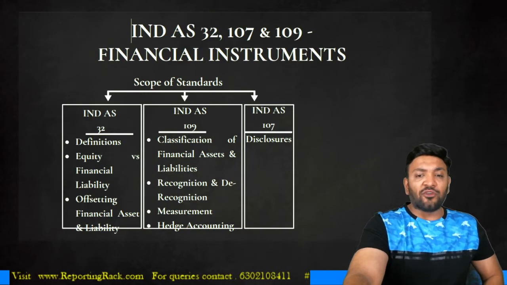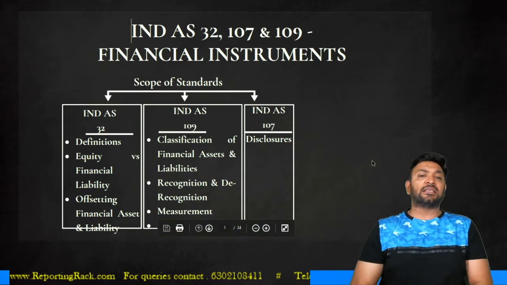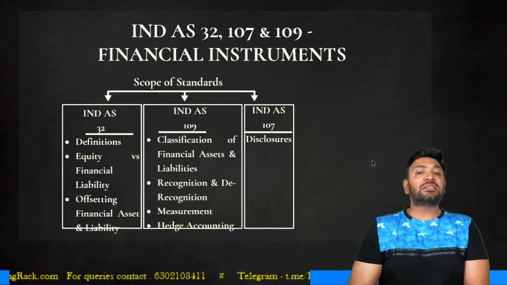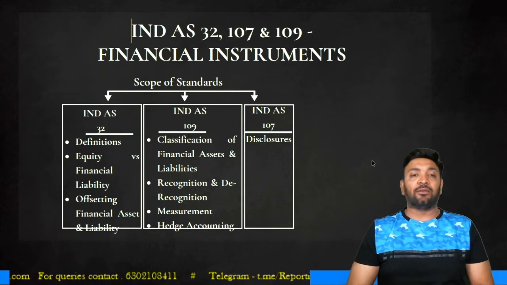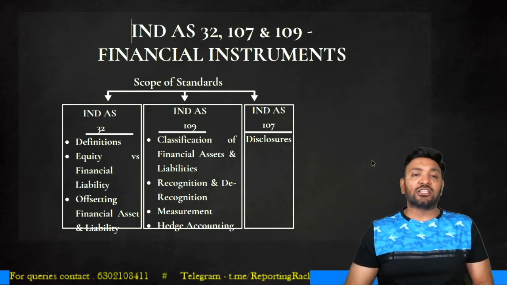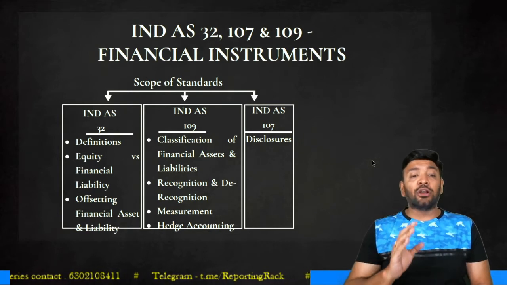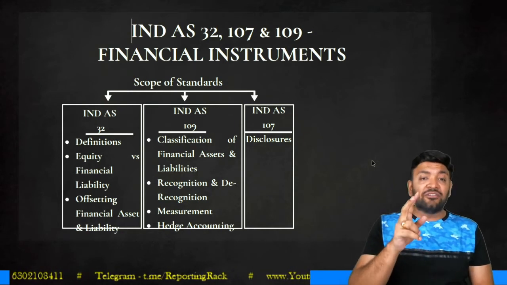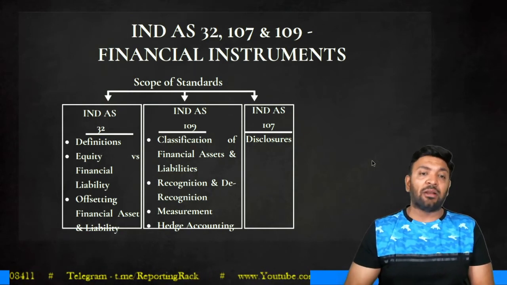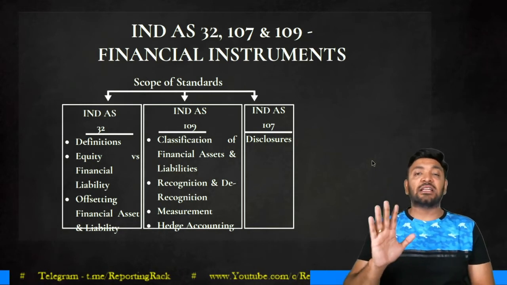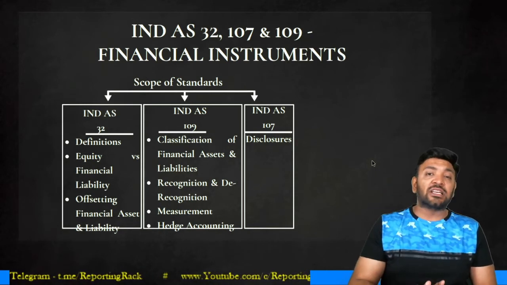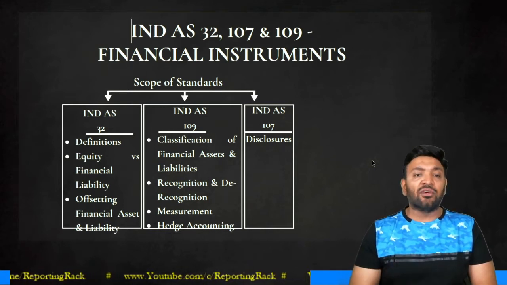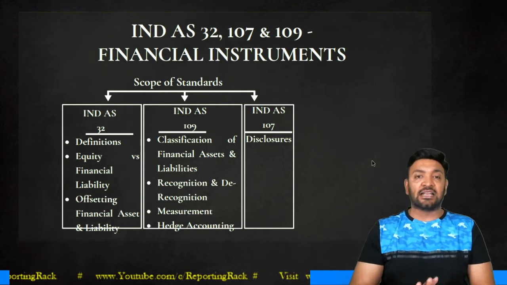Let us start with, first of all, understanding what is included as far as the standards are concerned. When I discuss 32, 109 and 107, 107 is a pure disclosure standard. I'll move it aside. I will concentrate on 32 and 109. 32 deals with predominantly three aspects. What is the definition? What is the bifurcation or the distinction between equity and financial liability? Lastly, offsetting of financial assets and liabilities. This concept of offsetting we've also covered under Ind AS 1. So a similar concept of offsetting will appear as far as your Ind AS 32 is concerned as well.